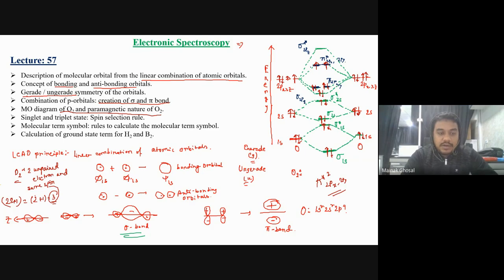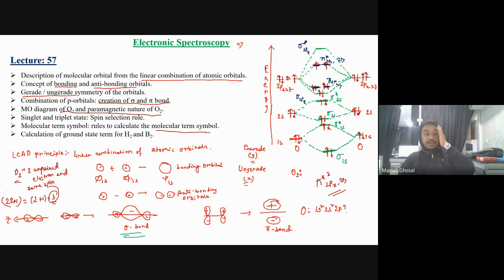Now, the molecular term symbol calculation: what are the rules to calculate this molecular term symbol? It is discussed very well by Professor Shan Bakchi, and I will also discuss that. But I will do it for boron. It is a very complicated system. So if you are able to do it for a complicated system, then you will be able to do it for simple systems. Okay.